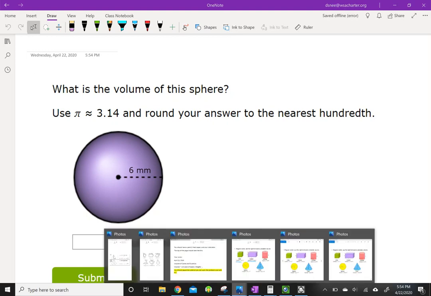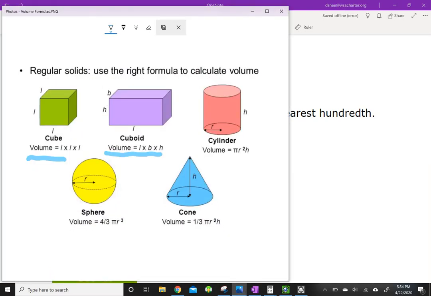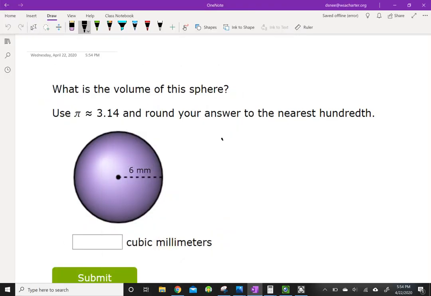Okay, this says what is the volume of the sphere. Again, we're just going to look right here to remember that it's 4/3 pi times the radius cubed. Okay, volume equals 4/3 pi times the radius cubed, and then we're just going to fill in the known values, right?